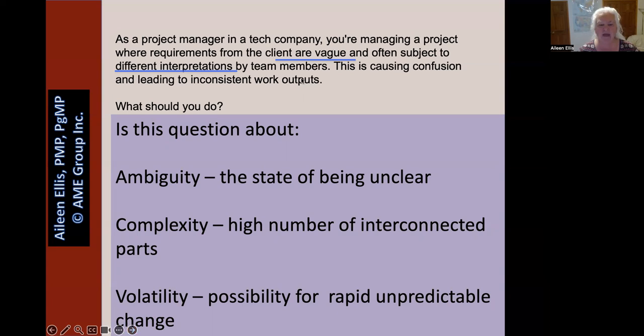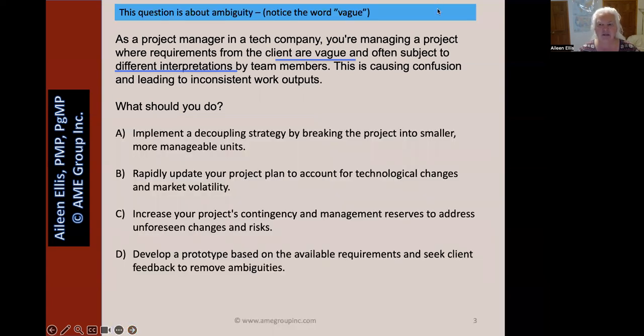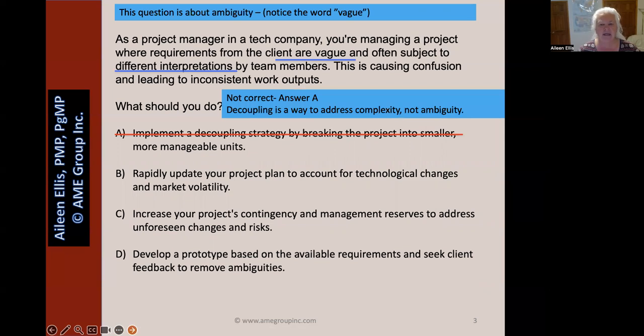Look at this word vague. Great. This question, you can see, is about ambiguity. We need an answer that will address ambiguity. Let's look at A. Implement a decoupling strategy by breaking the project into smaller, more manageable units. What does decoupling address? Great. Decoupling is a way to address complexity, not ambiguity.